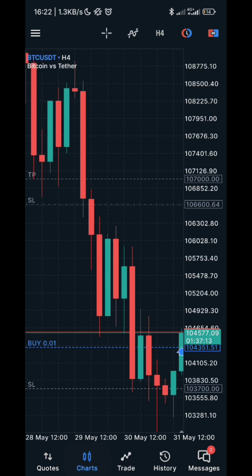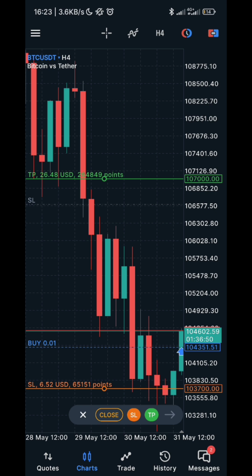So now I want to teach you how to break even. Okay, so this is how you break even. What does it mean to break even? Break even means that you're in a trade, okay? The trade is going in profit, okay? Now, you don't want to lose anything after this trade goes in profit. Currently, on this trade, we are risking $6 to make $26, okay?